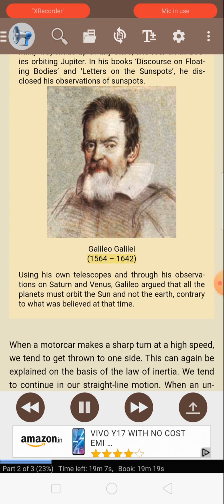Galileo Galilei, 1564-1642. Using his own telescopes and through his observations on Saturn and Venus, Galileo argued that all the planets must orbit the Sun and not the Earth, contrary to what was believed at that time.